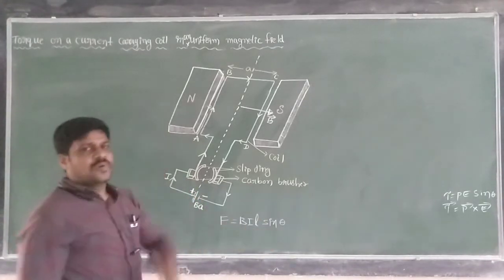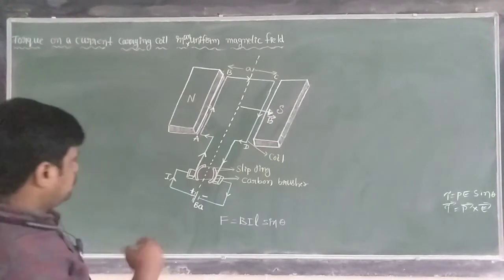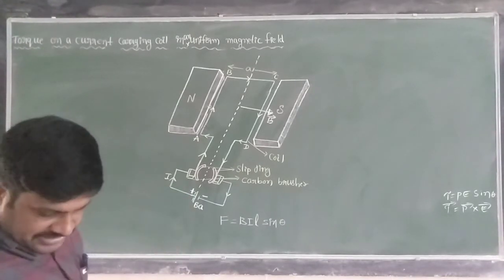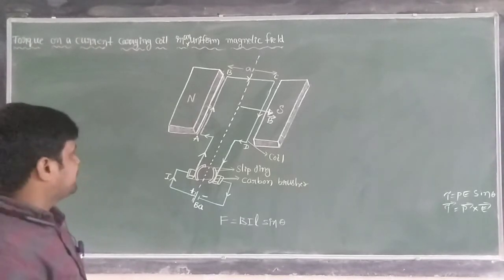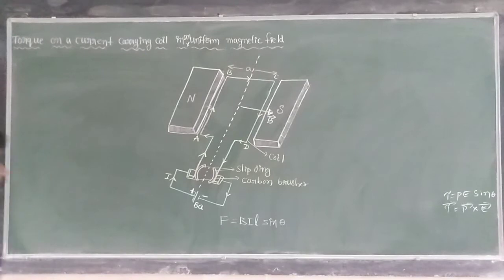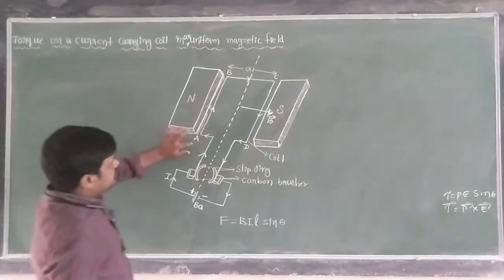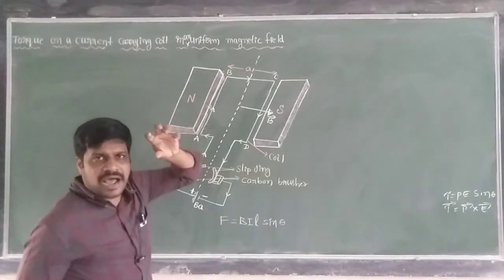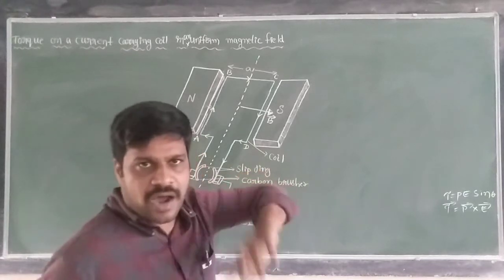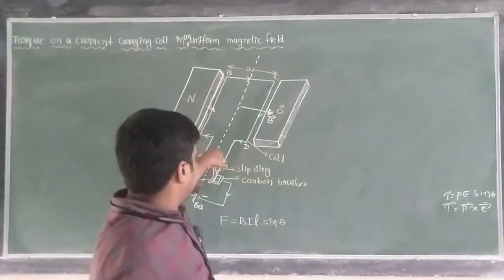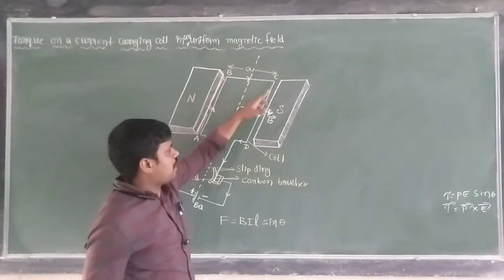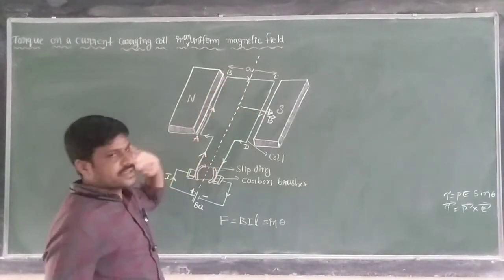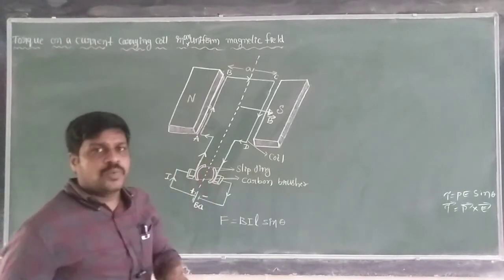Now from this, let me see the direction of the force and so on. Very first, you take it here, AB. There are 4 arms in this coil: arm AB, arm BC, arm CD, arm AD. In every case, what is the force?